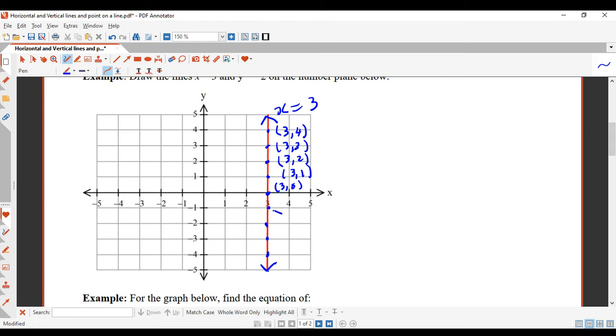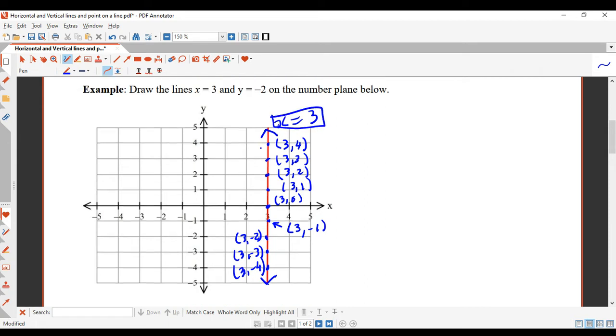This point here, that is 3, negative 1. And then this point here is 3, negative 2. And this point here is 3, negative 3, and so on. Okay, so every point on that line has an x value of 3, and that's why we say the equation is x equals 3. Okay, now the other line we're going to draw is y equals negative 2.